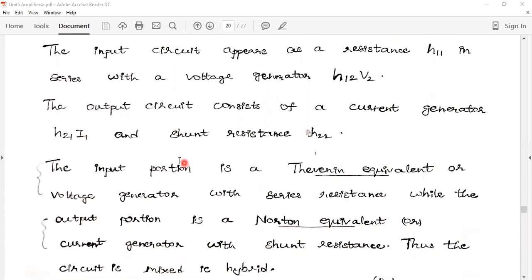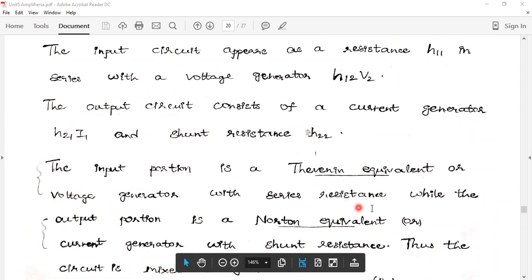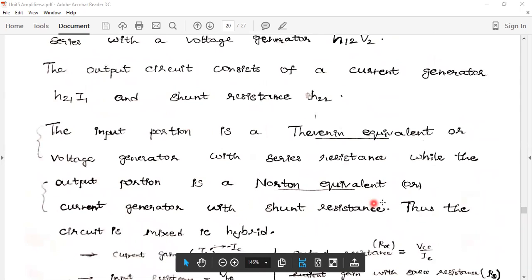The input portion is a Thevenin equivalent, or a voltage generator with series resistance, while the output portion is a Norton equivalent, or a current generator with a shunt resistance.